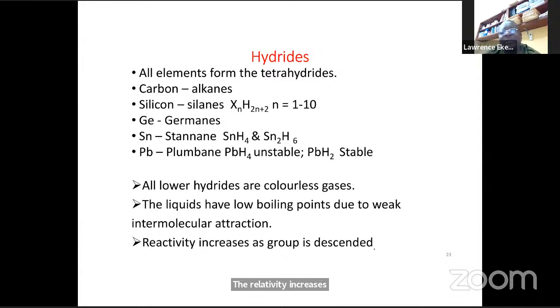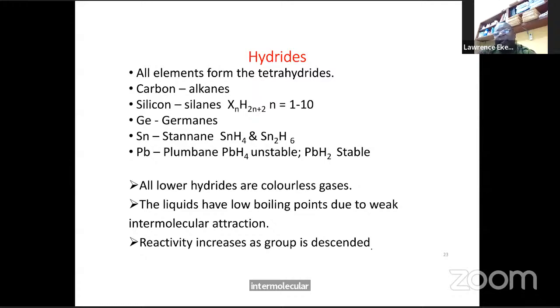Remember, as we descend through the group, the elements move from non-metals to metalloids to metals. And so it is expected that the reactivity will increase as the group is descended. And I've said that the lower hydrides are colorless gases, and the ones higher than the lower hydrides exist as liquids with low boiling points. Why do they have low boiling points? Because of the weak intermolecular attraction between the bonds of the hydrogen and the elements.